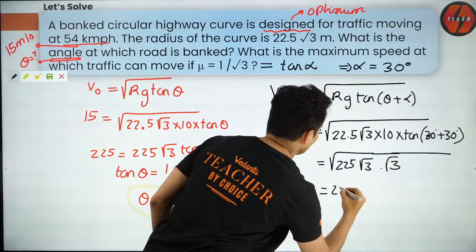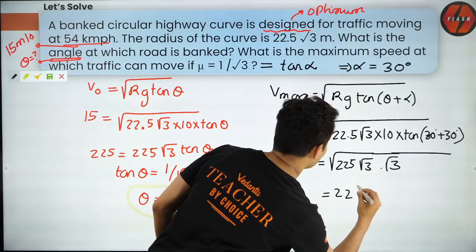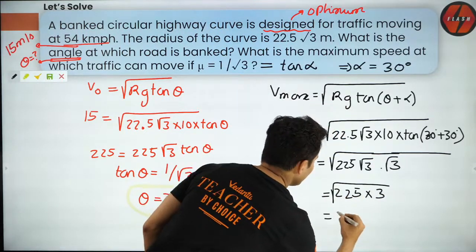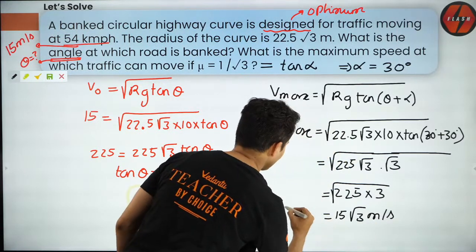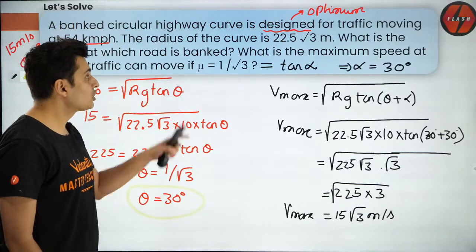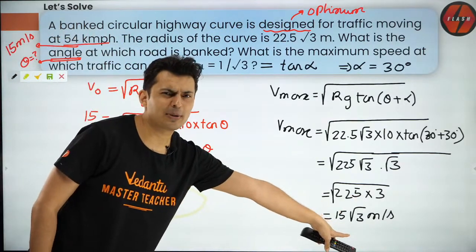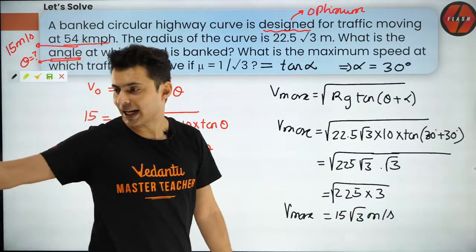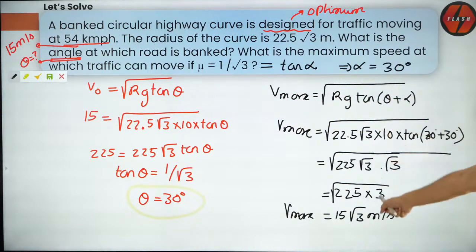So what will you get? 2, okay, my bad. So this will become 225 multiplied by 3, but under the root, so this will become 15 root 3 meters per second. That's the maximum speed. So optimum speed was 54 kilometers per hour. You can convert this into kilometers per hour. That's not difficult. It's going to be much higher than that. Yes, root 675. Very good. I can see all the answers coming up. Very good. So that's how you do this problem.